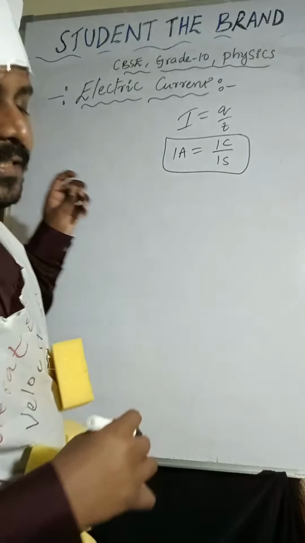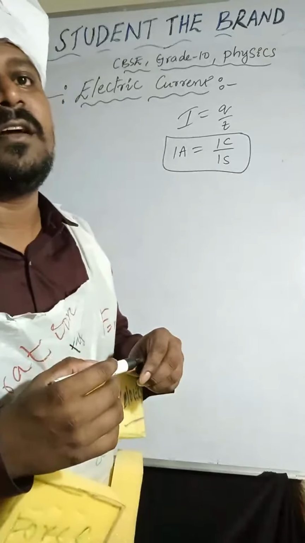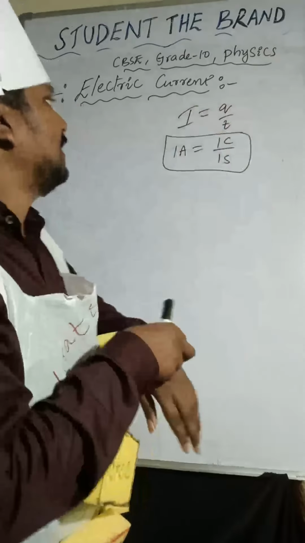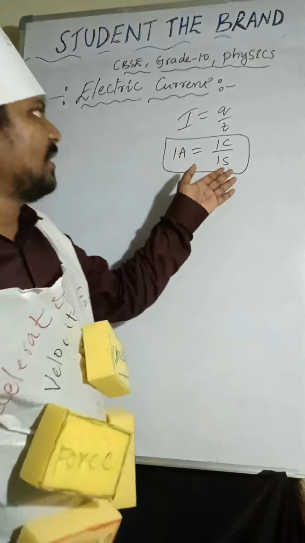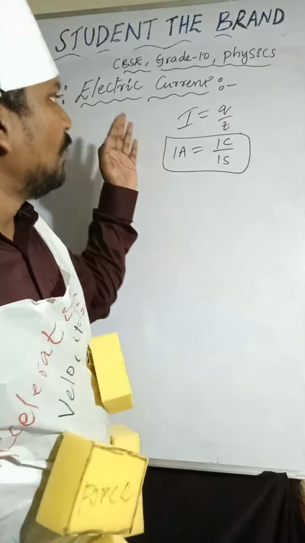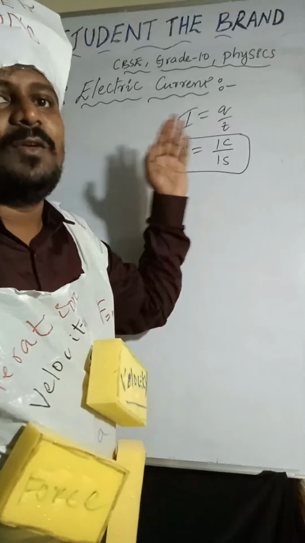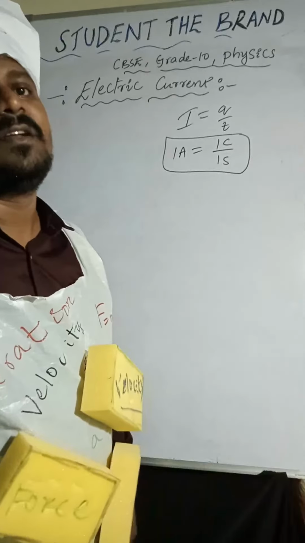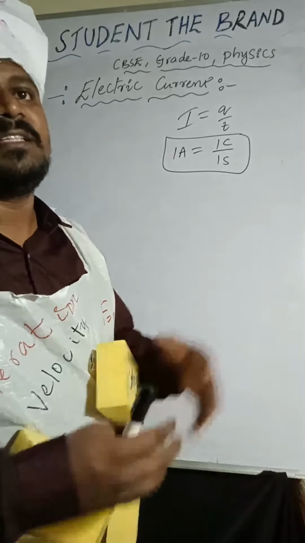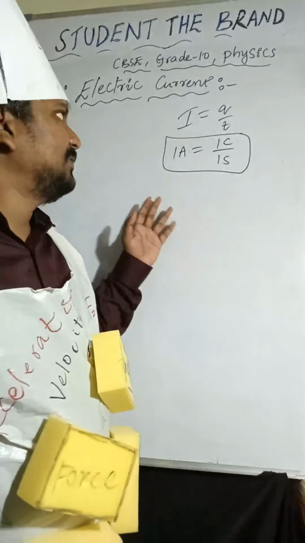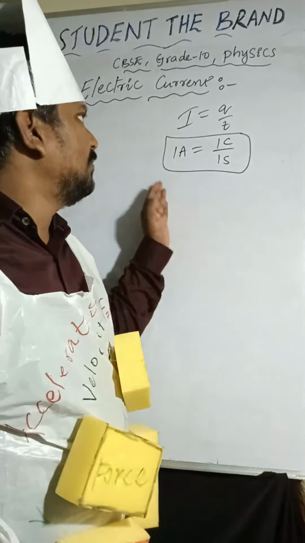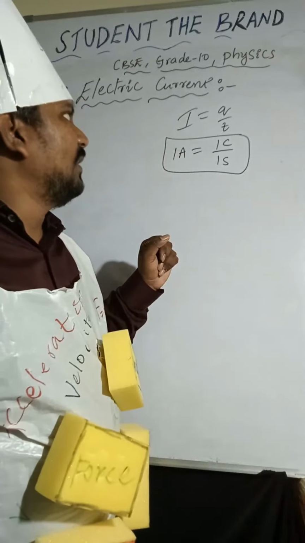So 1 ampere is defined as 1 coulomb of charge flowing through unit cross section area per second. Okay, so that is about the SI unit of electric current.